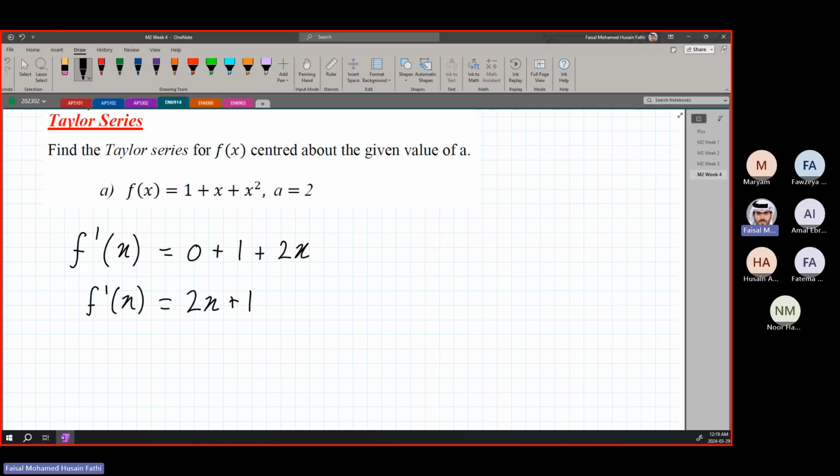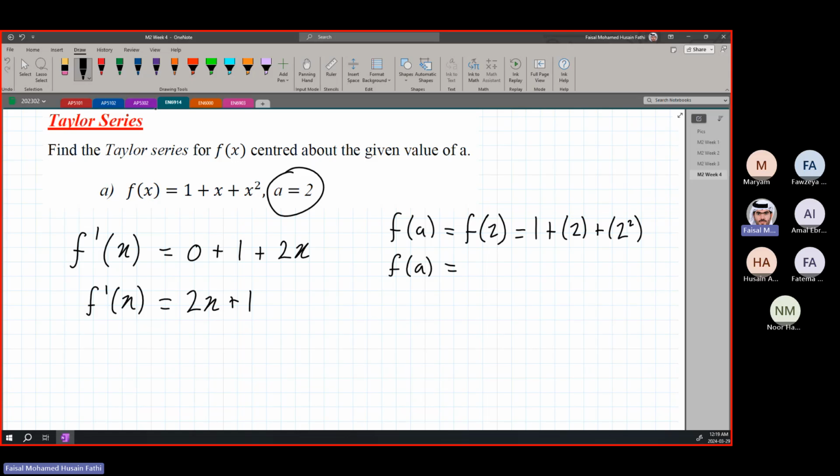And now we find the f of a, f prime of a. First, let's find the f of a actually, then we'll find the f prime of a. So f of a is equal to f of 2 because a is equal to 2. They told us it's centered about the value of a, which is 2. So f of 2 is simply, we substitute in the main equation, 1 plus 2 plus 2 squared. So f of a is going to be 1 plus 2 plus 4, which is 7. Okay, so that's our first value.